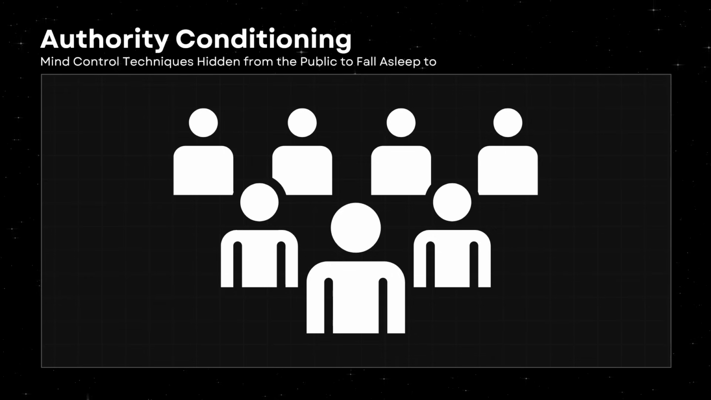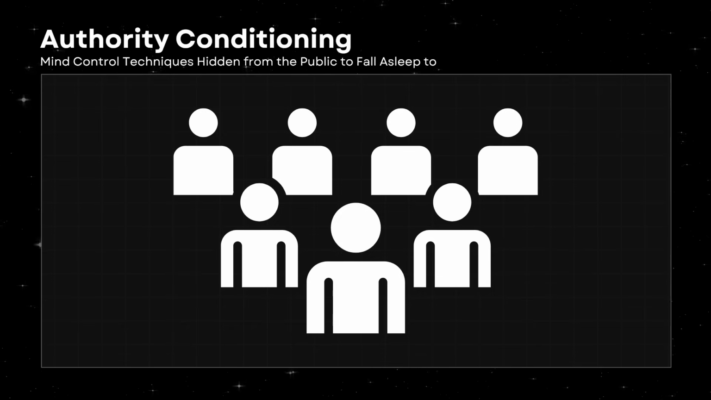In the courtroom, a person in a robe carries weight. The language used, Your Honor, objection sustained, adds formality. The room design places the judge above others. All these parts work together to build trust in the role. The person sitting in that seat may be fair or flawed, but the setting teaches people to accept their word.